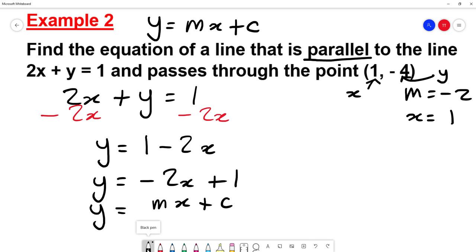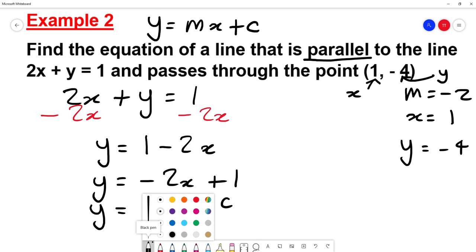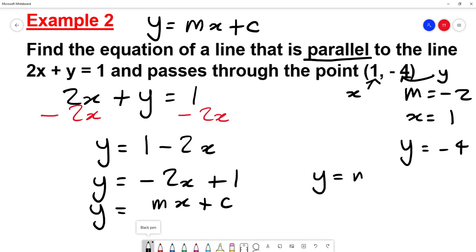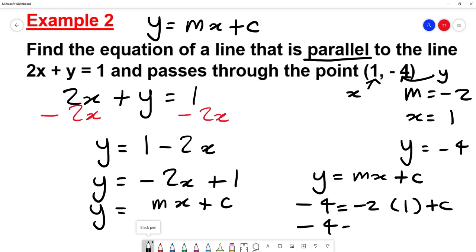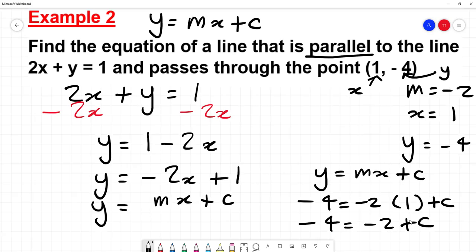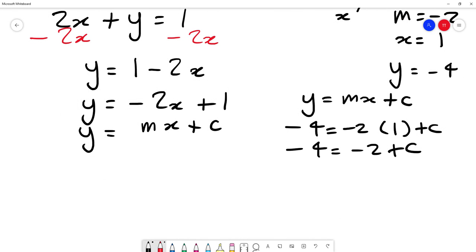So we could write that down. x is 1, y equals minus 4. So now when we work that out, we can say y equals mx plus c, y equals minus 4. Now m is minus 2, the x coordinate is 1, and we're always trying to work out c. So minus 4 equals minus 2 plus c. So I'm going to add 2 on both sides of the equation. So c equals minus 4 plus 2, which is minus 2.